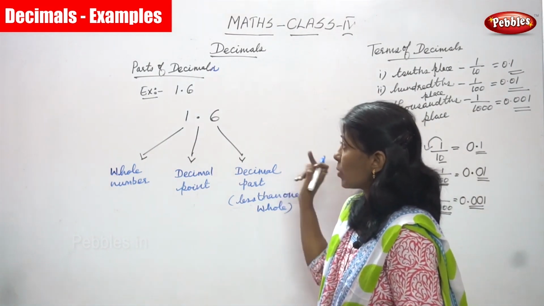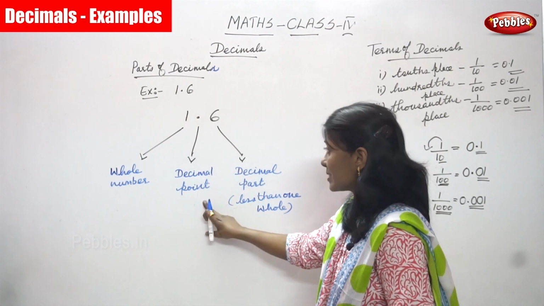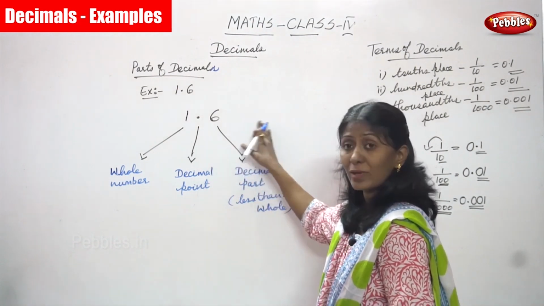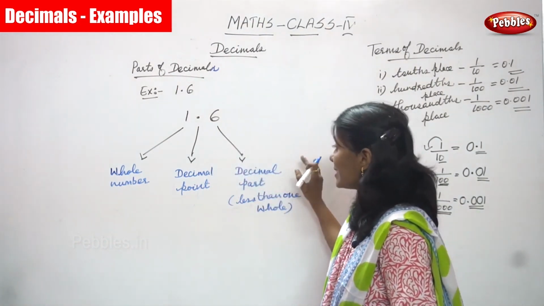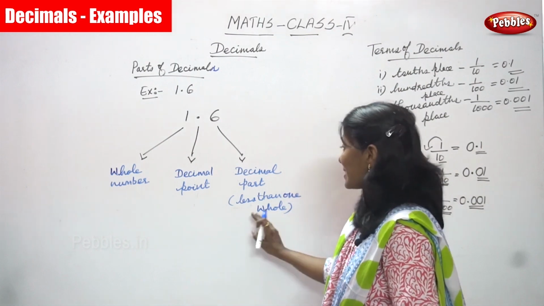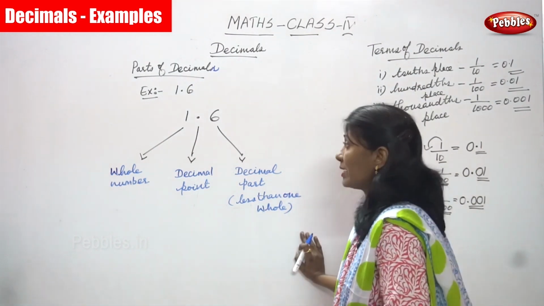Example 1.6. 1 is a whole number. Point, we can call it a decimal point, and after the point, whatever number comes, we can call it a decimal part, a decimal number. It is less than 1 whole. That is what I have written.